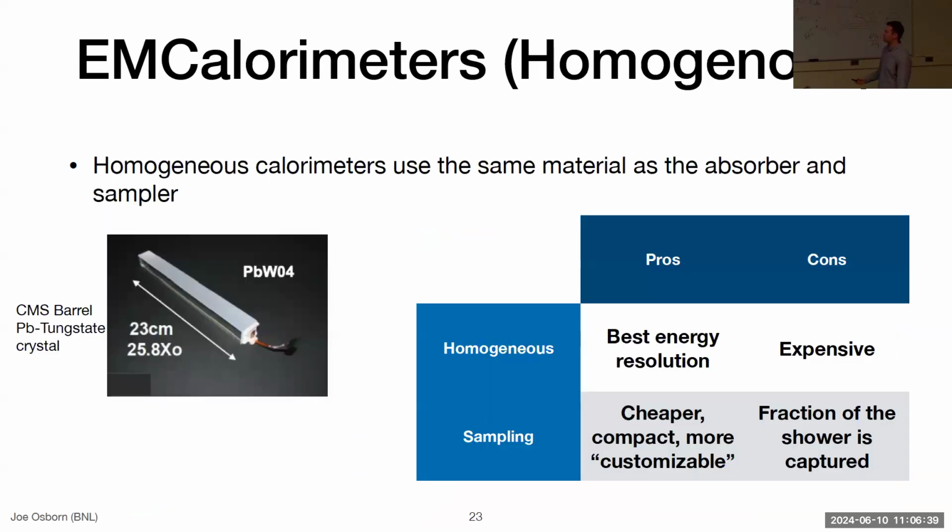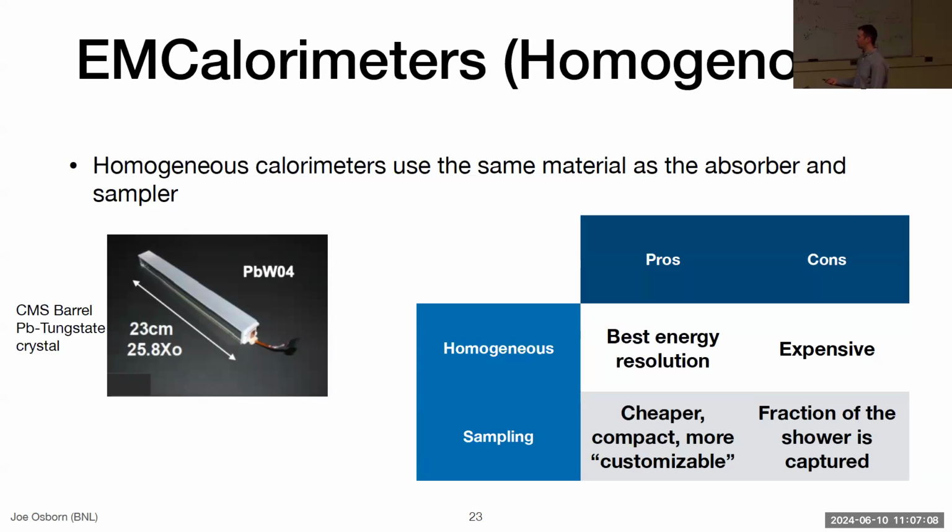Okay, another type of electromagnetic calorimeter is a homogeneous calorimeter. Homogeneous calorimeters are basically the opposite of sampling calorimeters in that they use the same material as the absorber and the sampler. So instead of the sampling calorimeter, which has some plates that are spaced apart, the homogeneous calorimeter has the same material that acts as both. An example of this is the CMS lead tungstate crystal calorimeter, barrel EM-Cal.